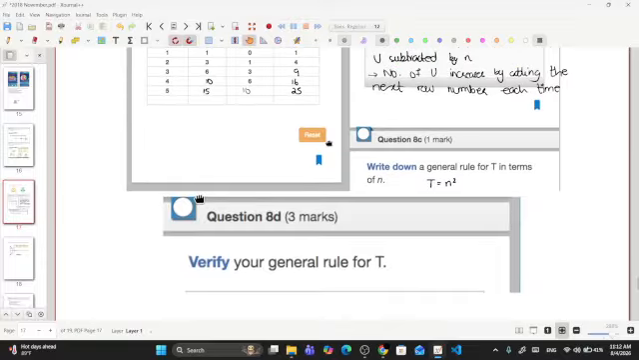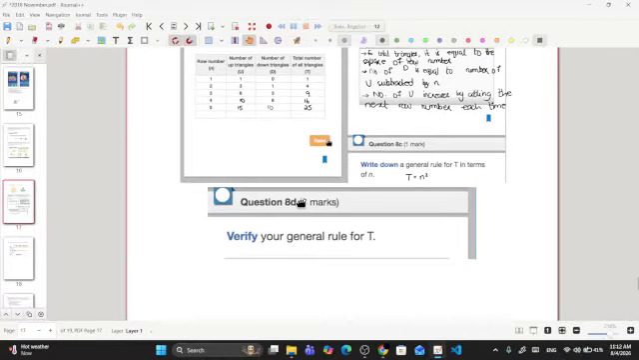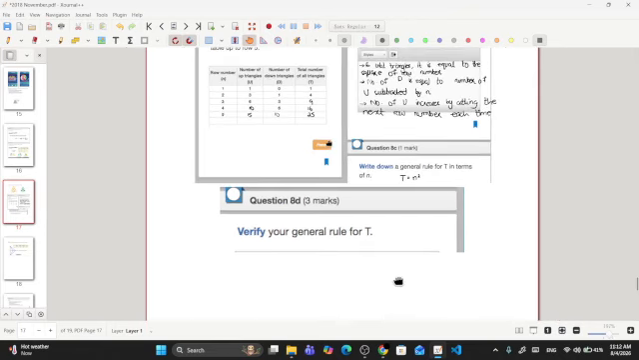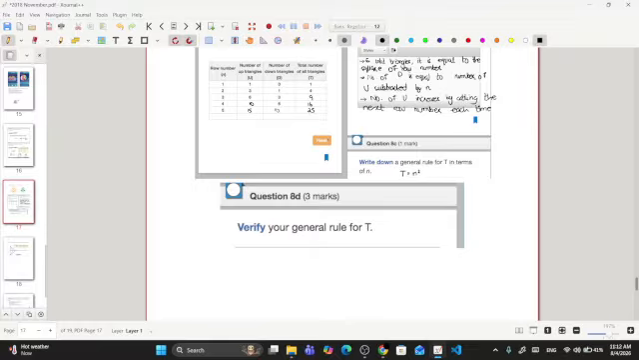Verify your general rule for t. We can verify the expression of t equals n squared by adding the explicit expressions for u and d. Okay, it's verify, not justify. My bad. I thought it said verify, justify. So that can be done by matching the values inside the table. If you were to write 1 squared, you should get a final answer of 1. 4 squared gives 16. 5 squared gives you a final answer of 25.